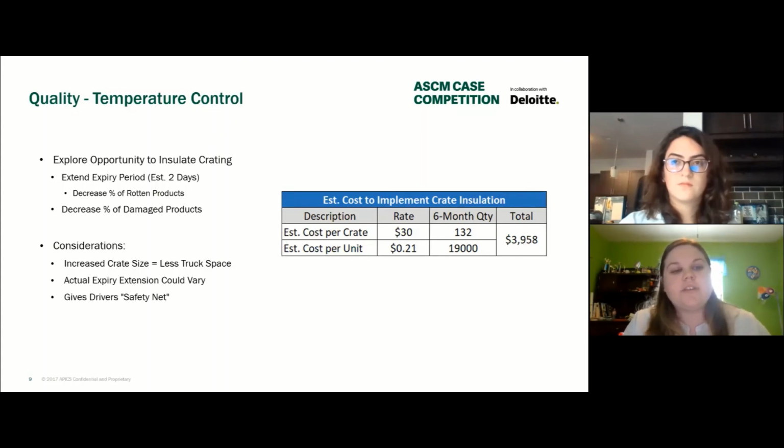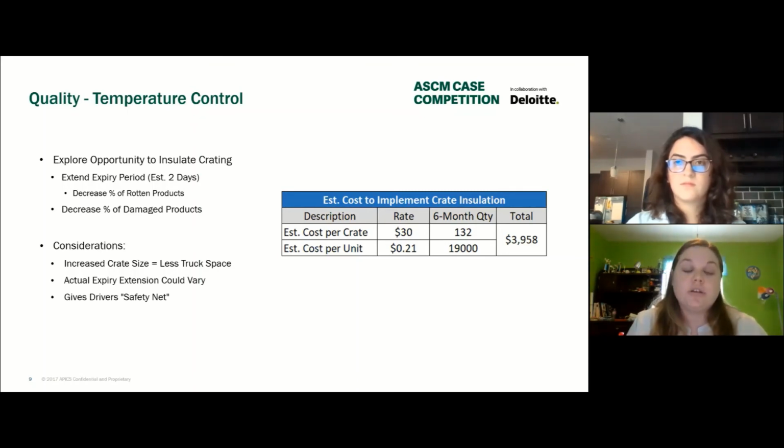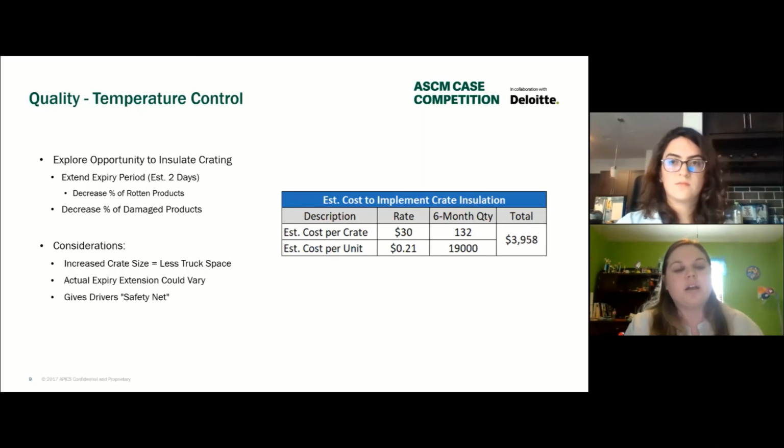And also with the increased insulation, the idea is that there will also be a decrease in the percentage of damaged products. Some things to consider when looking at an option like this is that it could increase the overall crate size, which could equal less truck space, increasing the overall number of deliveries that are needed to get out the same amount of product.